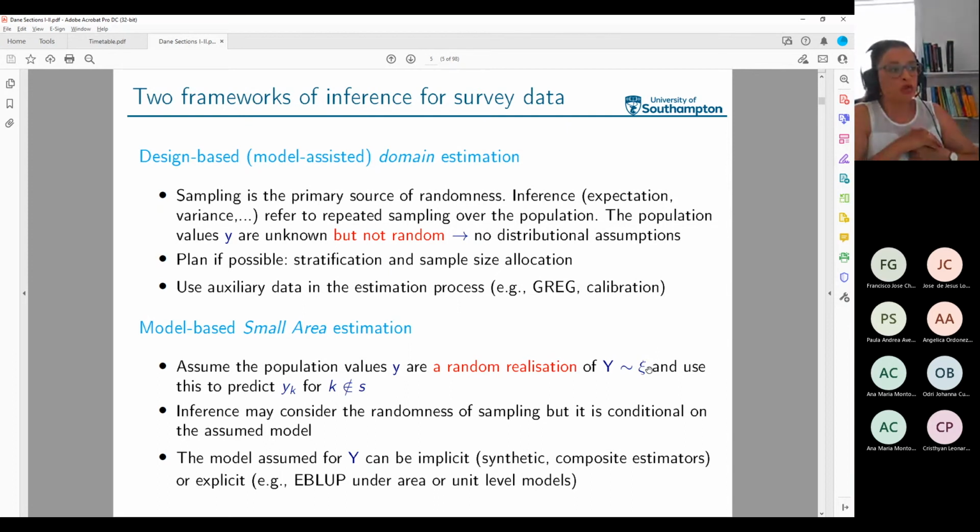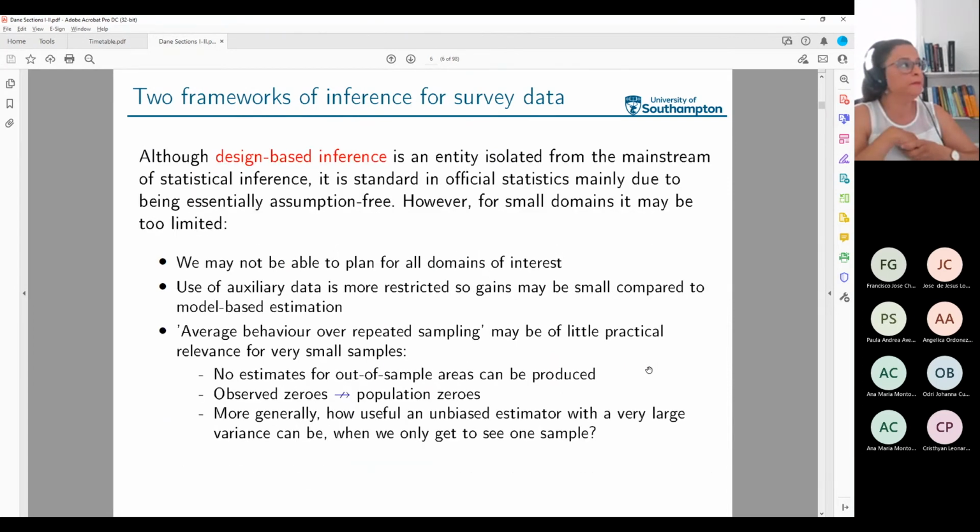The model that we assume for Y, as you're going to see next week with Nikos, can be implicit, as in the case of synthetic estimators and composite estimators, where I don't really write a regression-like equation to describe how Y is related to the X's, or it can be explicit, like in the case of the area or unit level models, where I can actually write what is the model that I'm using. Either way, we need to check the assumptions of the model that we're using.